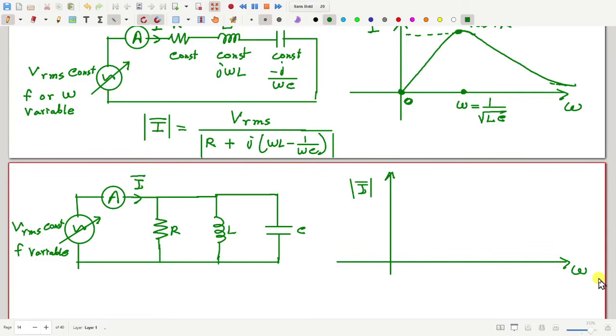So how will this graph look? What do you think? At the particular frequency omega equal to 1 by root LC, what happens? Here we have j omega L, here we have minus j by omega C. They are in parallel, so overall that branch current will be 0. So how much will be the total current I? It will be VRMS by R, maybe somewhere here.